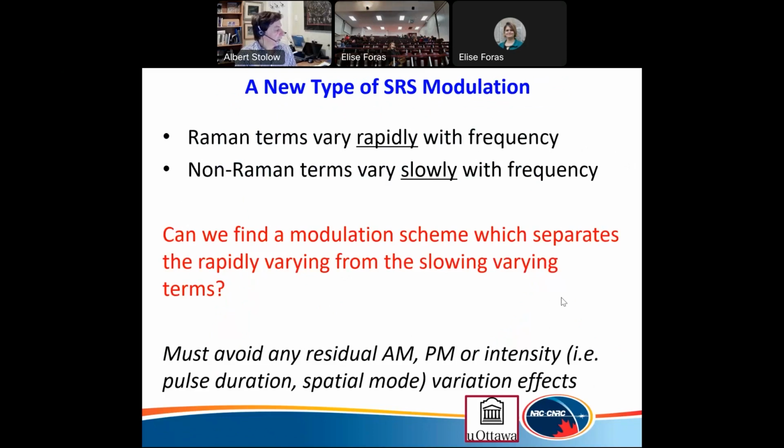Okay, so can we find a modulation scheme which separates the terms that vary rapidly with frequency from the terms that vary slowly with frequency? But I have a restriction, quite a severe one. Essentially, I don't want to change anything else about my laser pulses. I don't want to change the amplitude, the intensity of my laser pulses, because if I do that, then I would be doing amplitude modulation. I don't want to change the pulse duration, because this would change the intensity of the pulse. I don't want to change the polarization. I don't want to change the spatial mode, because all these things would amount to some other kind of modulation, and I would introduce some kind of background. So can I have some modulation scheme which separates the fast from the slowly varying terms, but does not change anything else about the laser pulses? It seems hard to imagine. Well, there is a way, which I will tell you about.